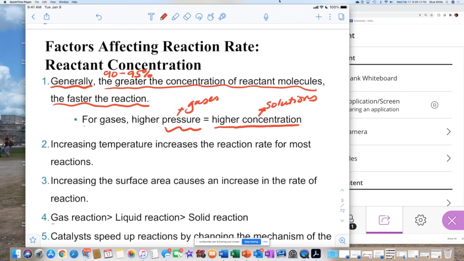And we'll see down the road, looking at collision theory, that gas molecules are very energetic. Gas molecules will act like they have a higher temperature, being more energetic.